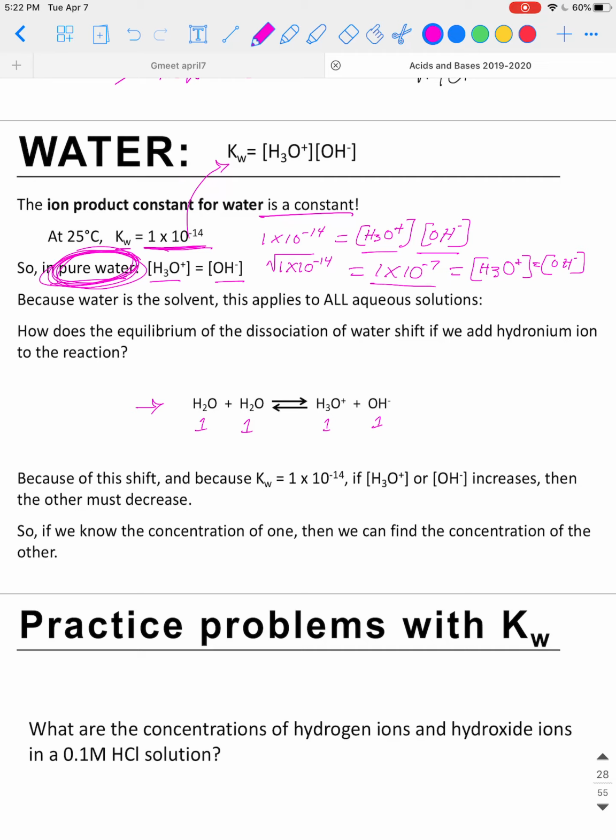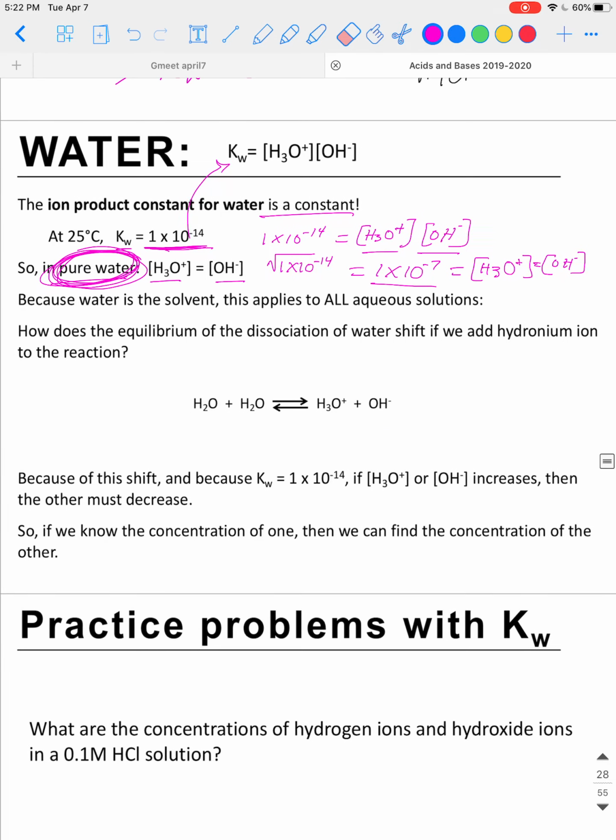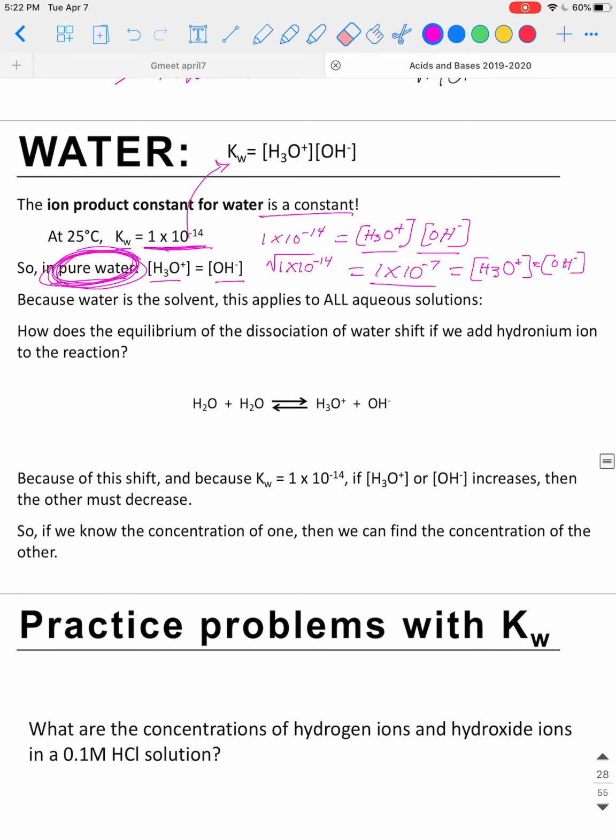Okay, now let me ask you this. You know, things can never stay simple. We have to complicate them. So let's do that now. Well, consider this question right here. I'm still in eraser mode. How does the equilibrium of the dissociation of water shift if we add hydronium ion to the reaction? How will the equilibrium of this reaction down here shift if we add hydronium ion?